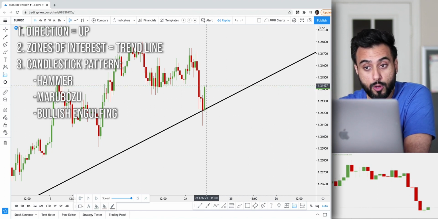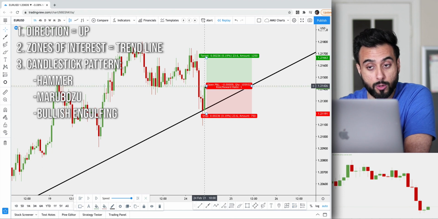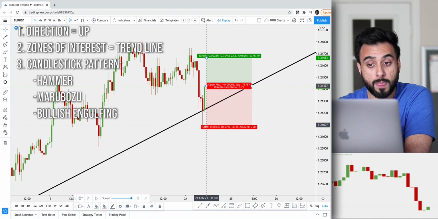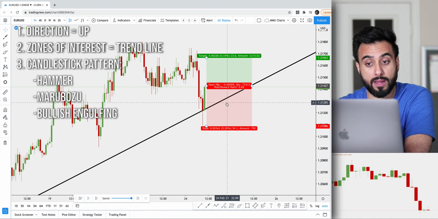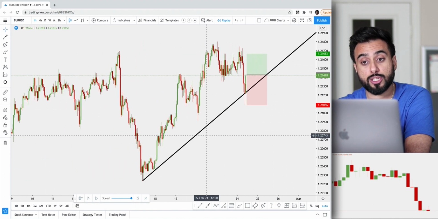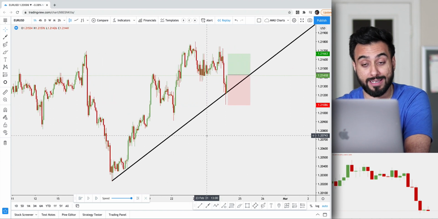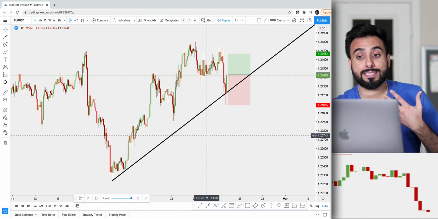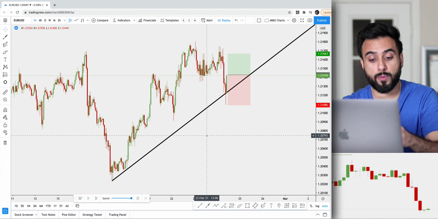So what would we do? We would put our entry when this candle closes. We would just enter into the market. Our stop loss would be below the trend line, below the last area of rejection. And now we could potentially look at where we would want to take profit in this trade. We would use various technical analysis to see where we would take our profit.